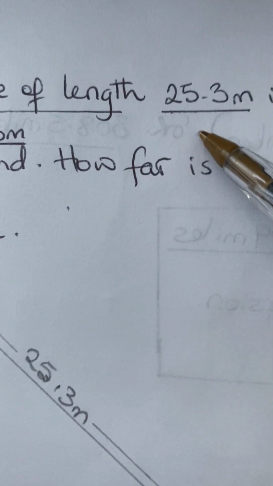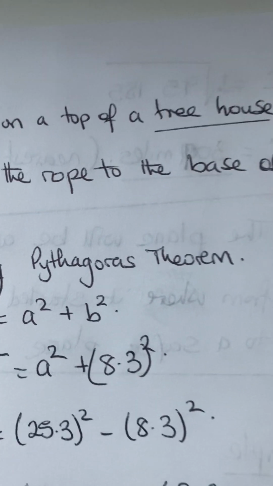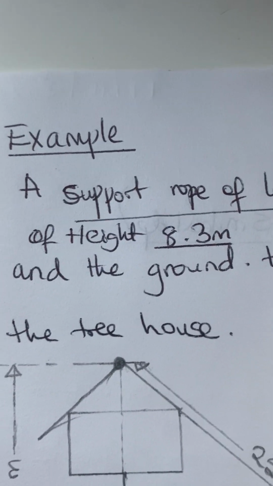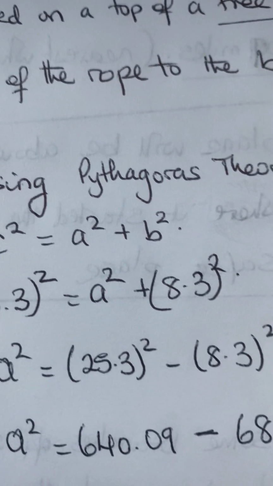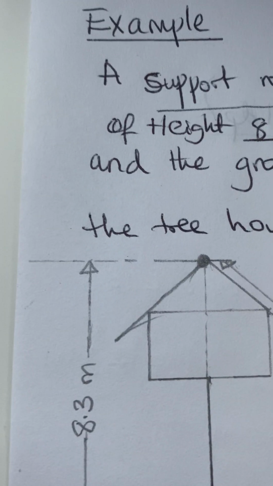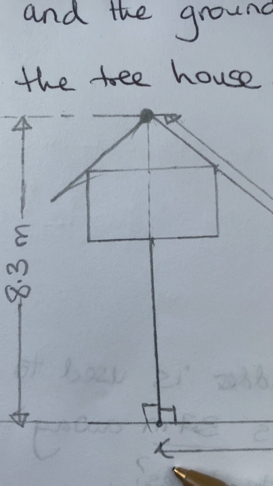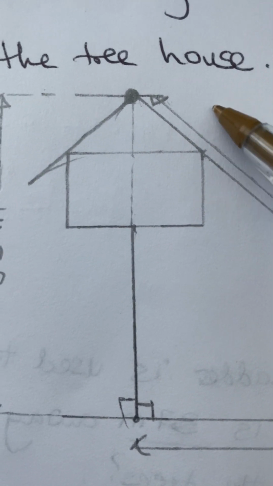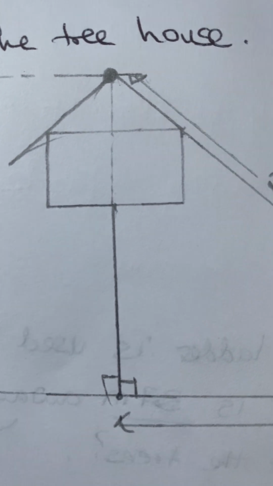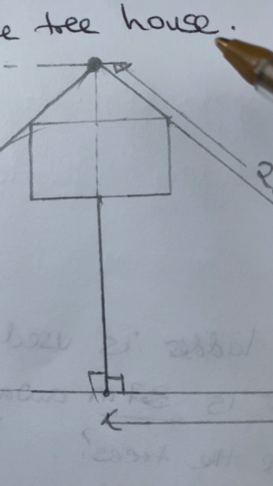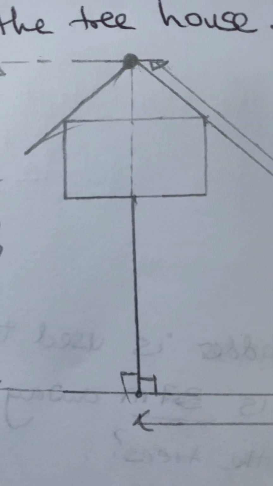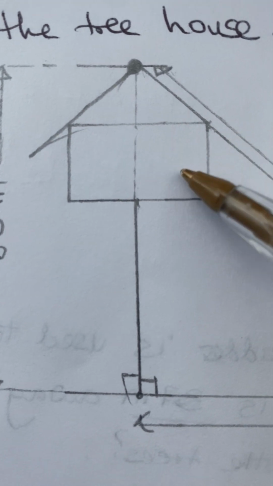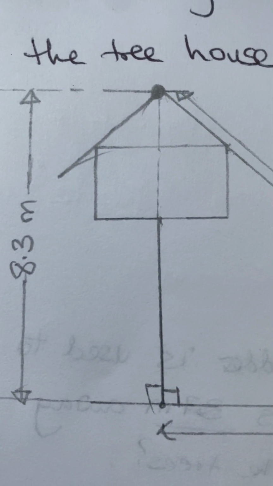A support rope of length 25.3 meters is fitted on the top of a tree house, of height 8.3 meters. How far is the end of the rope to the base of the house? So there is a tree house. Now some people at times go for retreat and then they go and build a tree house, or maybe they live in the countryside, so they have a spot where they take their families. Maybe 2 of them, they will build it, make it warm and stuff. Or they do it in their backyard.